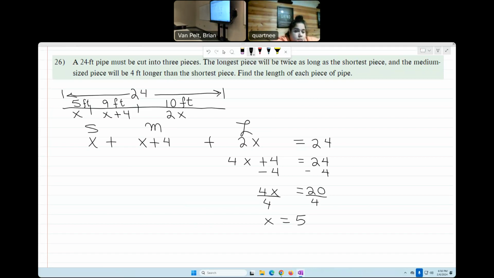So the medium, x plus 4, if x is 5, 5 plus 4 is... You might want to write more details, I told you before, and you'll do better. So this x is the small one, this x plus 4 is the medium one, and this 2x is the large one.